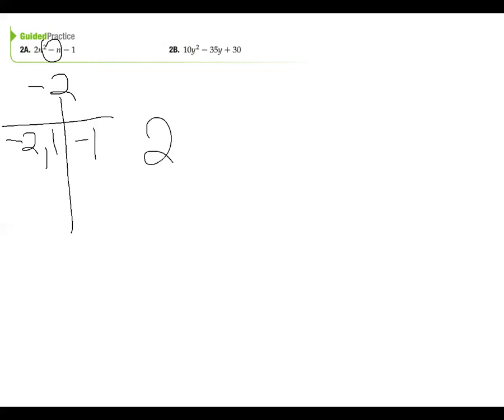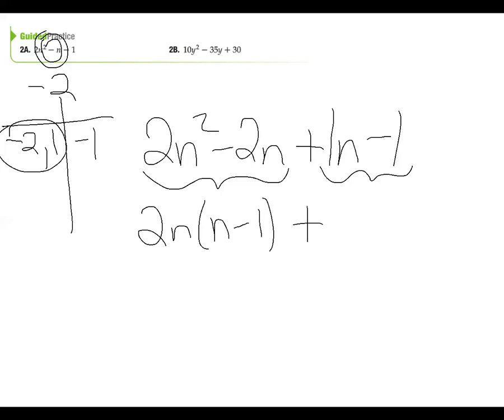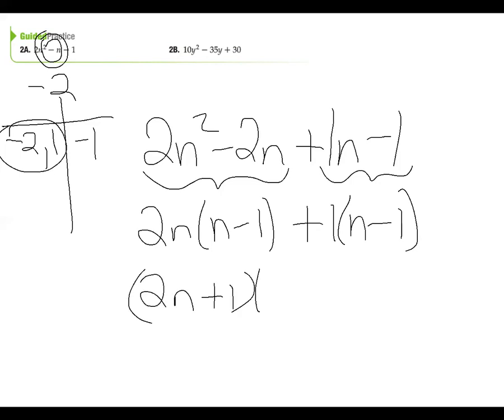So you have 2n squared minus 2n plus 1n minus 1. I'm going to break apart the -1n as -2n plus 1n. I do that so that I could group together and factor out the GCF of 2n from the first two. You get n minus 1. And then the second pair has no GCF, so it's just a 1. And then you finish it off with 2n plus 1 times n minus 1. Okay, and that's our factored form.